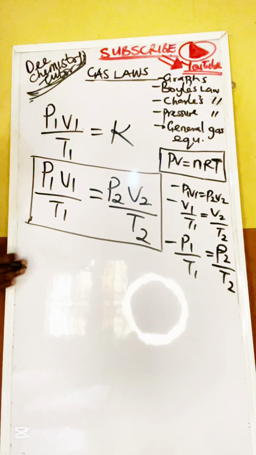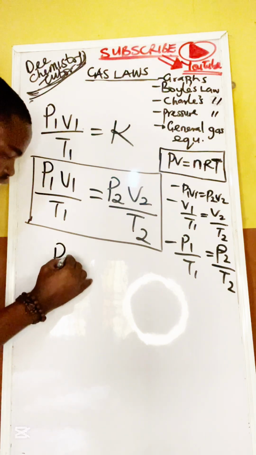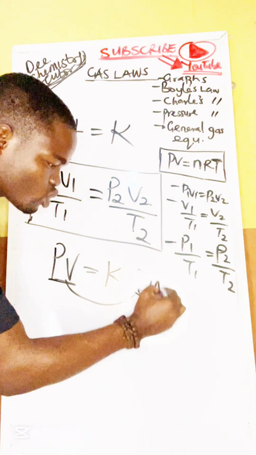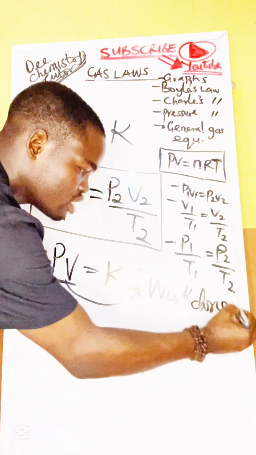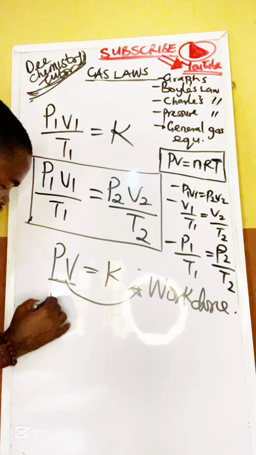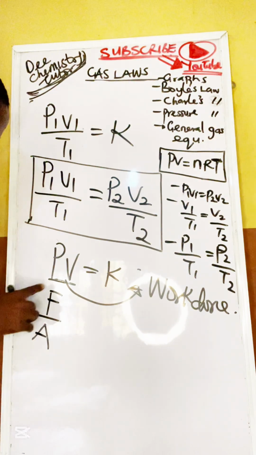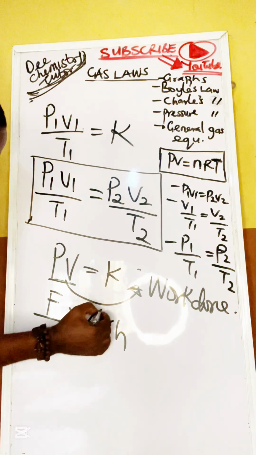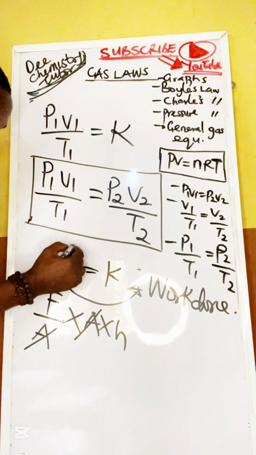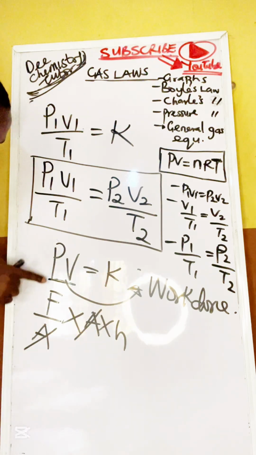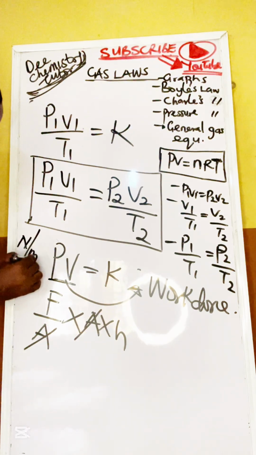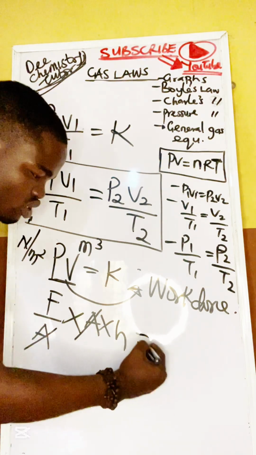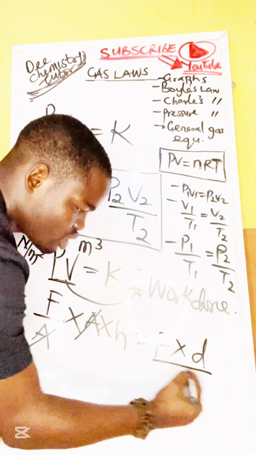Now don't forget, there's a JAMB question that pressure times volume equals K. This is equal to work done. I just want to chip in this. Don't forget that pressure is force over area, and volume is area times height. So area will cancel area. Because volume is like cm cube, and pressure, force, that's Newton per meter square, while this one can be meter cube. So if this cancels this, it's like having force times distance. So which is equal to what?